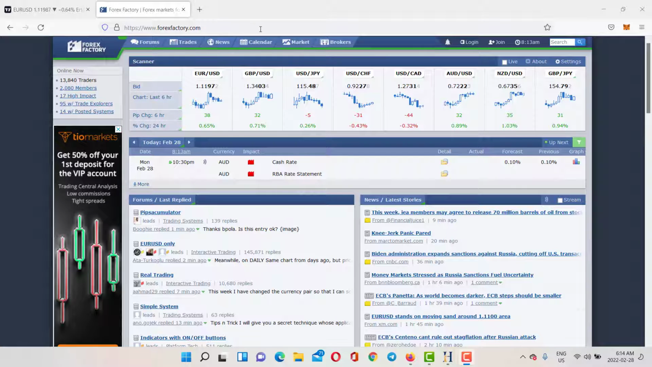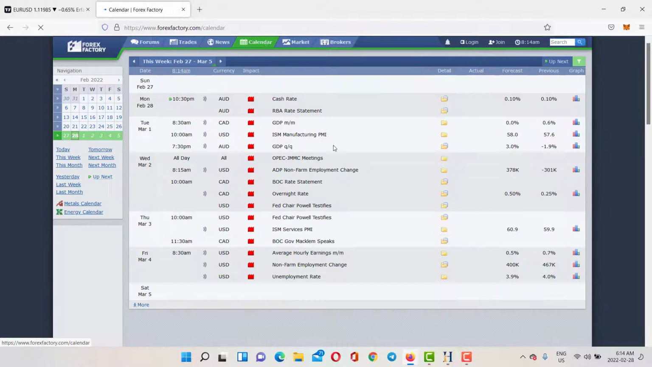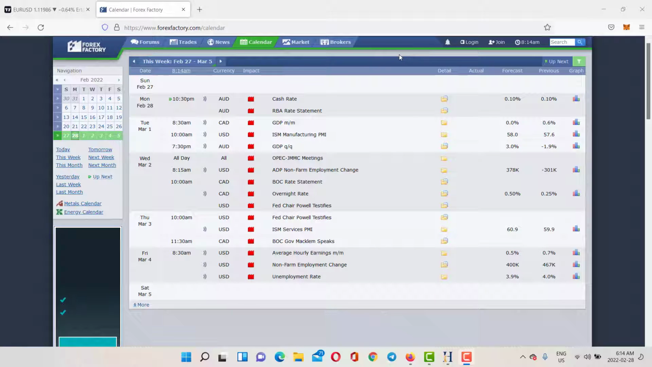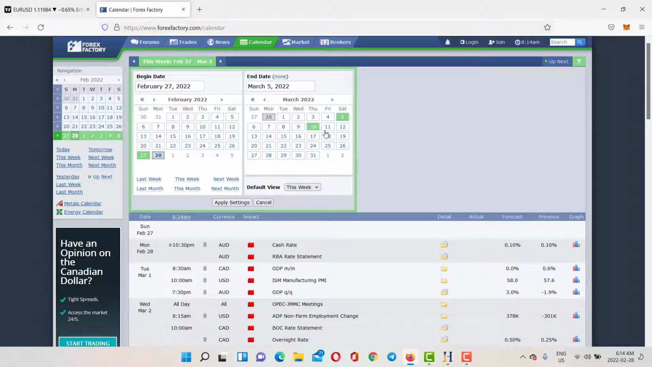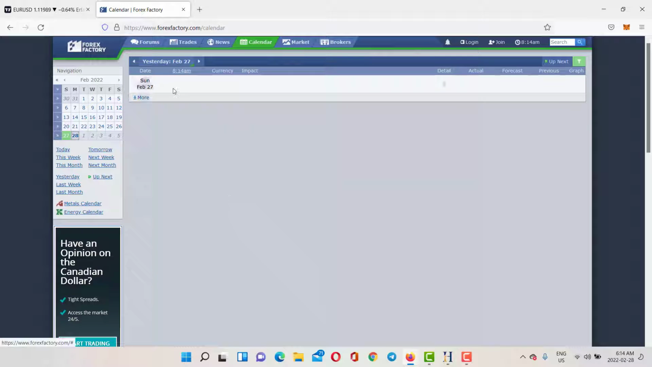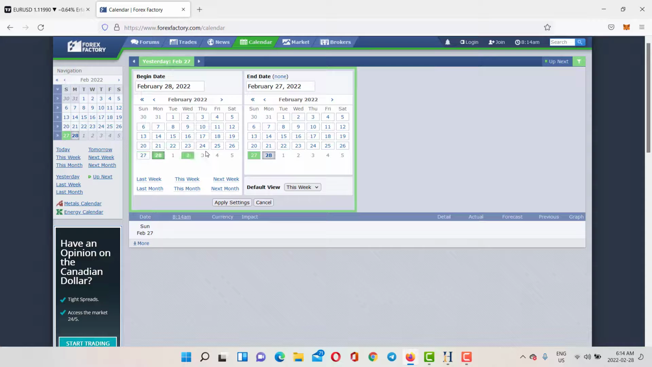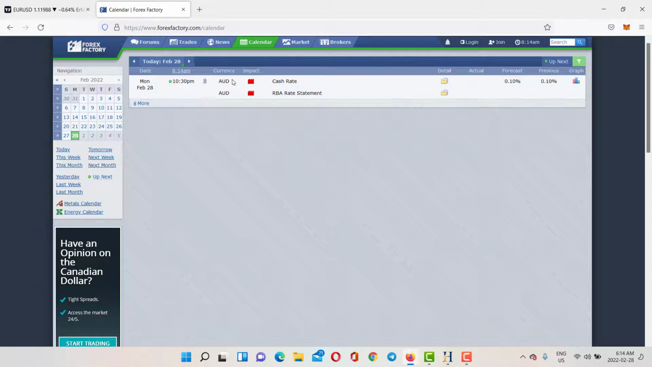So we are going to start our day with our calendar to see if we have any important news for today, which we do at 10:30 p.m. for Aussie and CAD. So it's not going to affect today's date, which is, let me say, 27th, apply setting. Yeah, we don't have anything right now. Oh, 28th, sorry. So as I said, one for 10:30 p.m., cash rate and RBA rate statement for Aussie, both of them for Aussie.